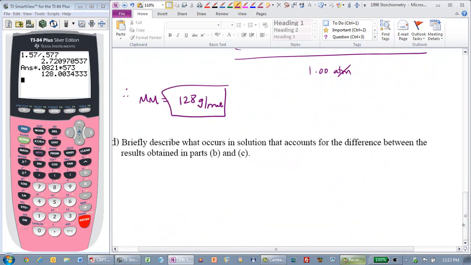Briefly describe what occurs in solution that accounts for the difference between the results obtained in part B and C. In other words, why is this half as much? Well, there's a couple of different ways to think about it. Either the compound dimerizes.